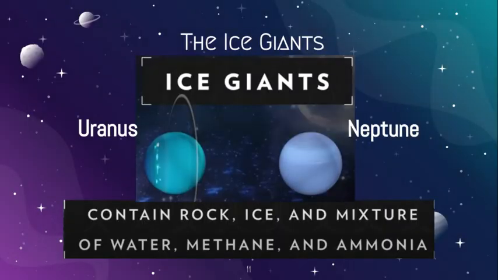Now we come to the ice giants. We're moving further and further out into our solar system, further and further orbits out. The ice giants are Uranus and Neptune. Now, they contain rock, ice, and a mixture of water, methane, and ammonia. Probably why they have a blue hue to them because of the ammonia. We're going to learn something really interesting about Uranus in a minute.